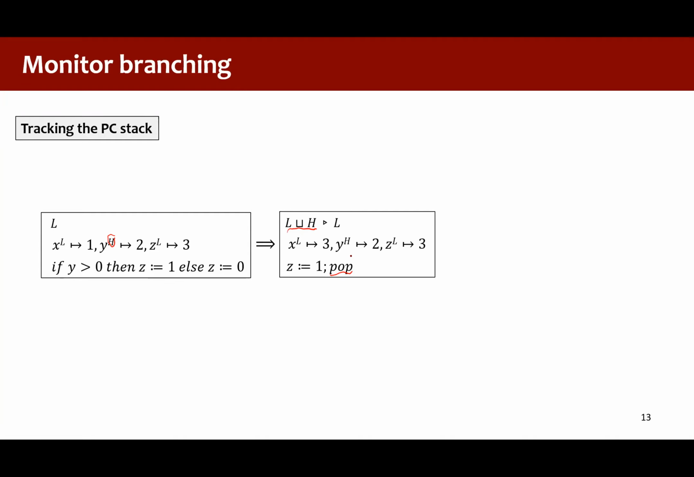So here, basically, when I do this assignment, obviously, in this case, Z is low, there's an implicit flow. In this example, I'm going to go to abort. If this were to be allowed, I'll go to skip, and then I'll return back to the original low PC level.